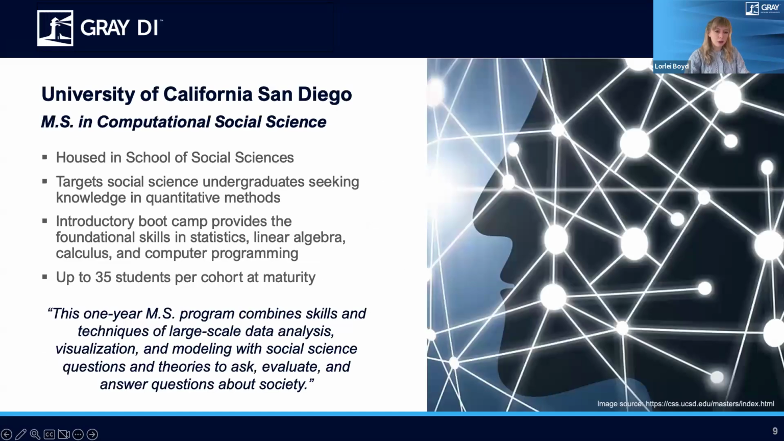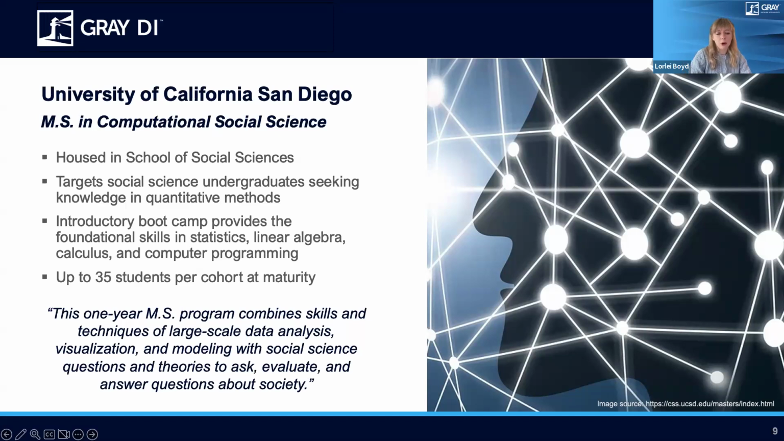The second example would be from University of California, San Diego, an MS in Computational Social Science. This was a master's program launched in fall 2022, but they also offer a PhD in CSS and a CSS minor. It's offered by the School of Social Sciences, and the program director is a linguistics professor. It targets students, including social science undergraduates seeking more knowledge in quantitative methods. So there are no formal math or computer programming prerequisites for the program.